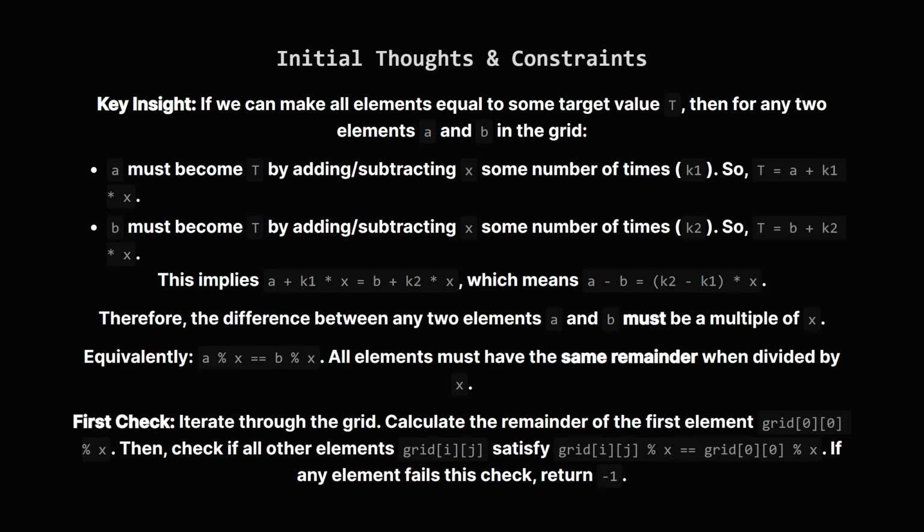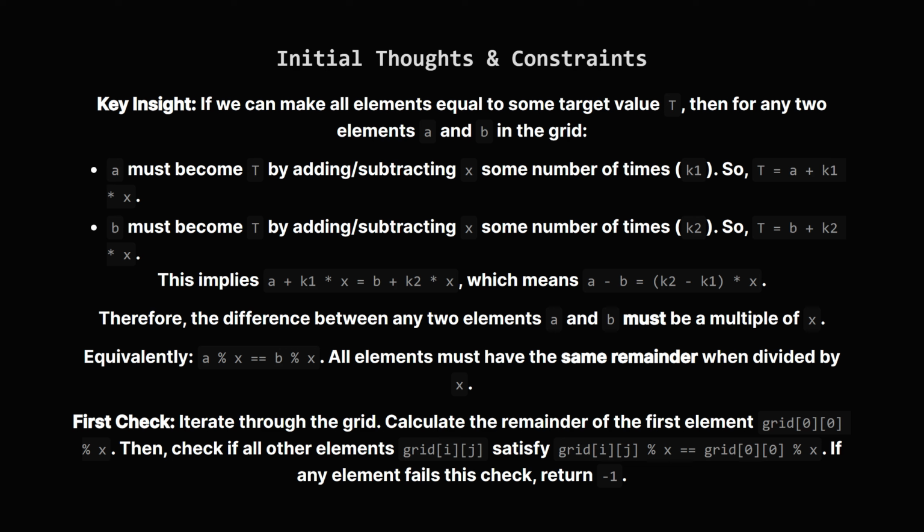Let's think about the condition for impossibility first. We can only change an element by adding or subtracting multiples of x. Imagine we want to make all elements equal to some final target value, let's call it t. For any element a in the grid, we must be able to reach t from a, using only steps of size x. This means the difference t - a must be a multiple of x. Now, consider any two elements, a and b from the original grid. If they are both supposed to become t, then t - a must be a multiple of x, and t - b must also be a multiple of x.